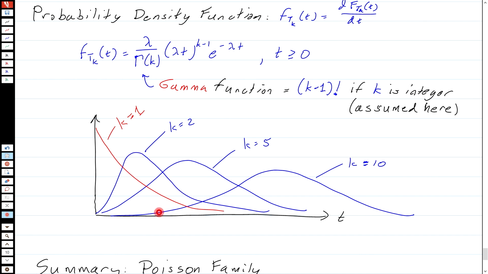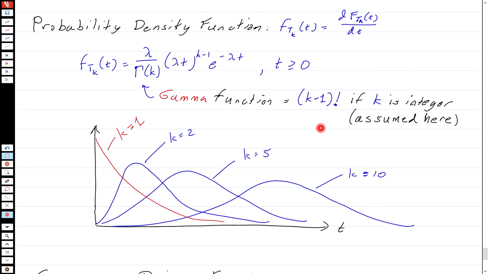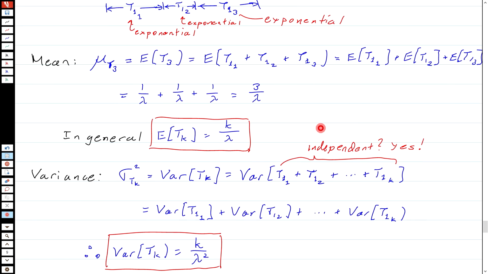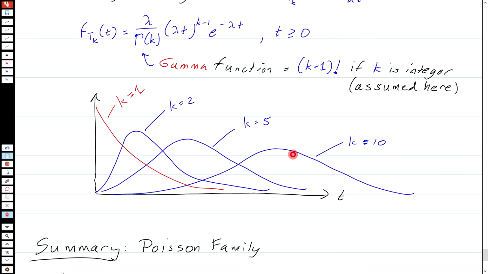The other thing that we know is that as we look at the time to more and more occurrences, the average moves off to the right. The expected value of the time to the kth arrival is k over lambda. So as k gets bigger, the expected value gets bigger. Of course, that makes sense. We expect to wait longer to see the 10th arrival than to see the second. So this distribution gradually moves off towards the right as k gets bigger and bigger.